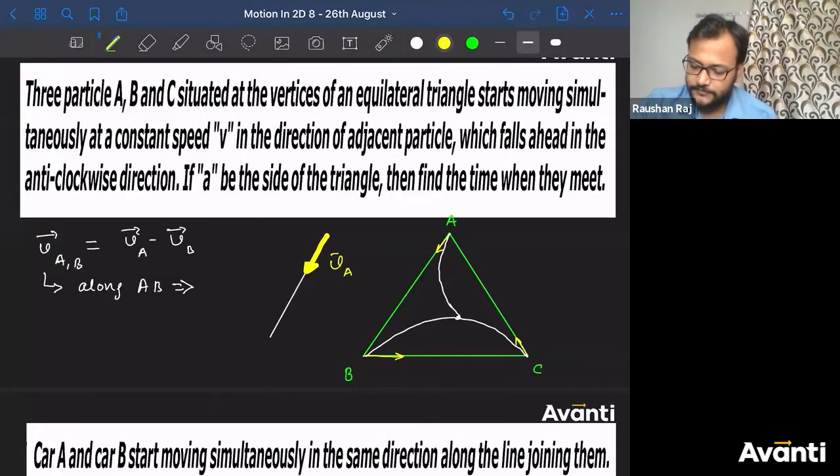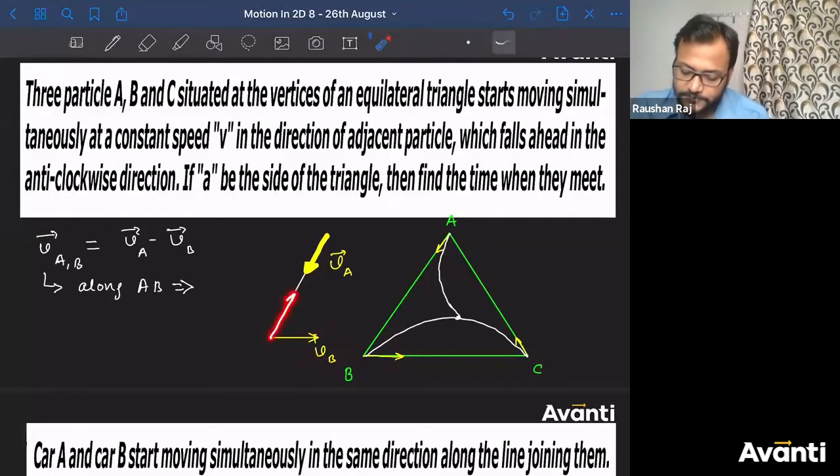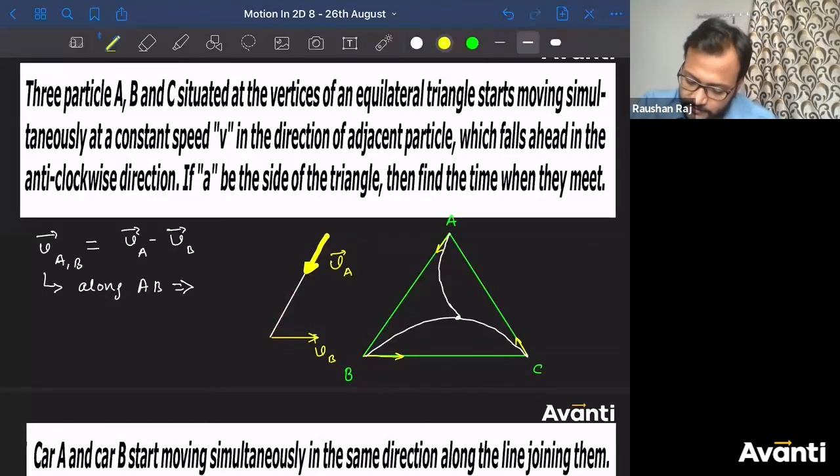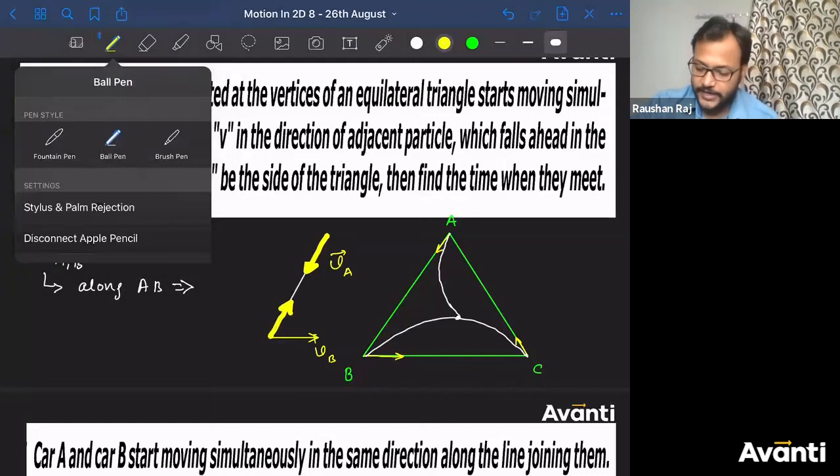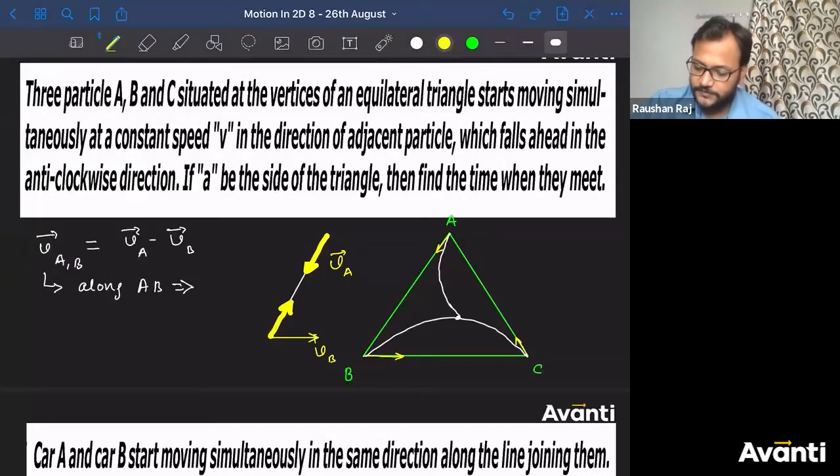This is velocity A. Now, velocity B is in this direction. But we are not concerned about the direction of velocity in BC, but about the direction of velocity along AB. So can I say VB will have a component along this? Since all of them have the same velocity, VB is going to have a component along this direction, and I can name that as VB cos theta.